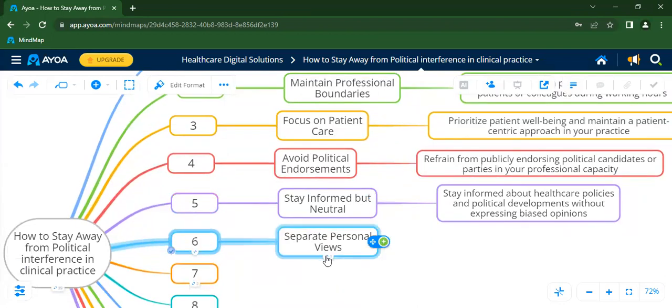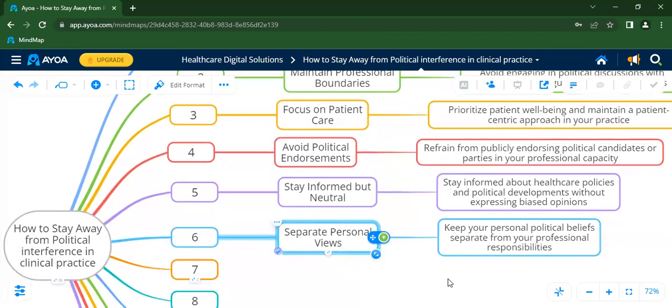Then you have to keep your personal views separate from the political views. This is the safest thing. It's very natural that we are inclined towards some or other politicians, and we are opposing some or other politicians' thought process or working pattern.